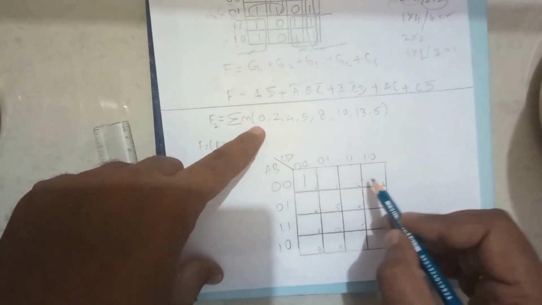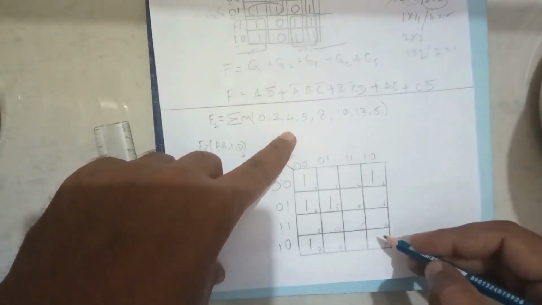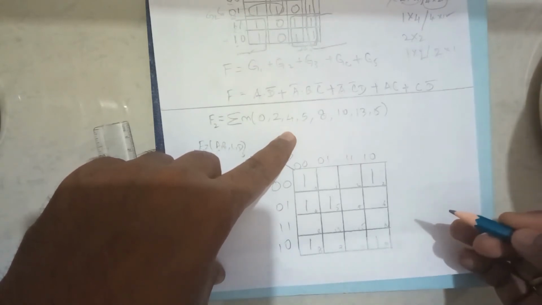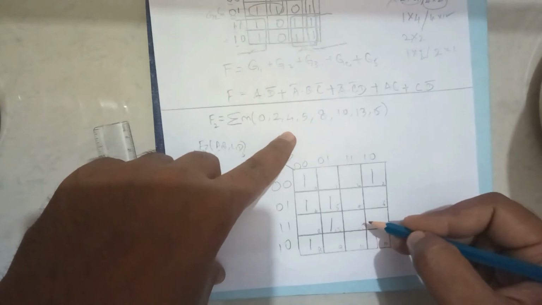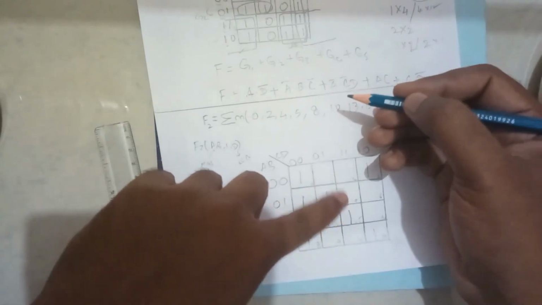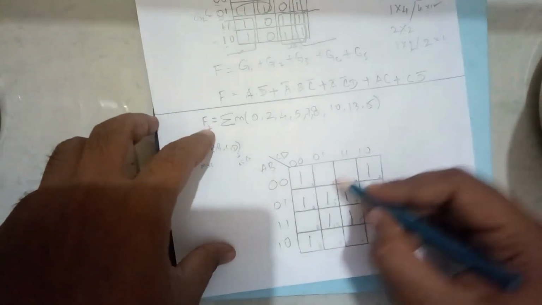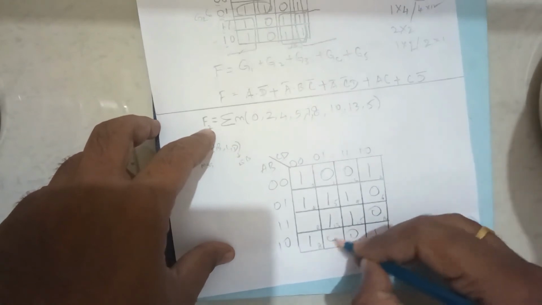Got it. Next I have to substitute the values, such as 0 I have, so I will put value 1, and 2 I have, I will put the value 1, 4, then 5, then 8, 10 and 13 and 15. Let me have one more number. Let me have number 7 here. So number 7. Okay. Other than this position, I have to substitute with 0 because such minterms are not there in my function.